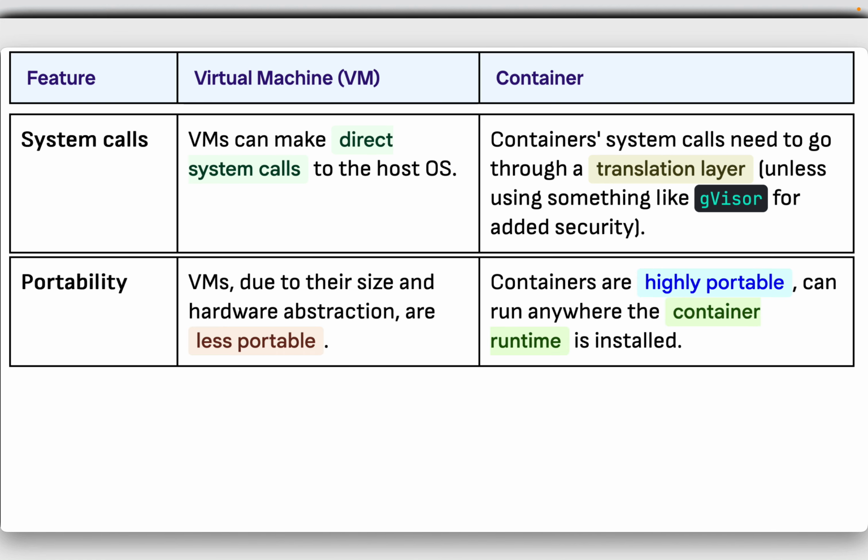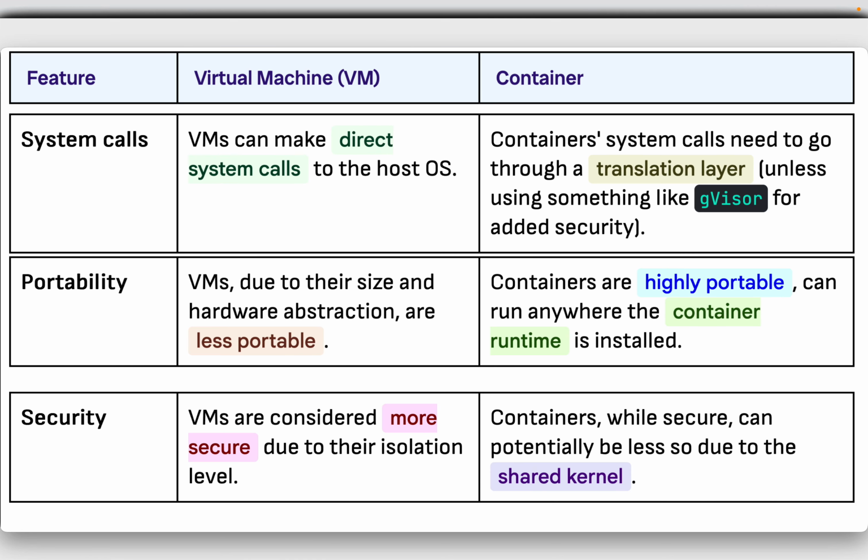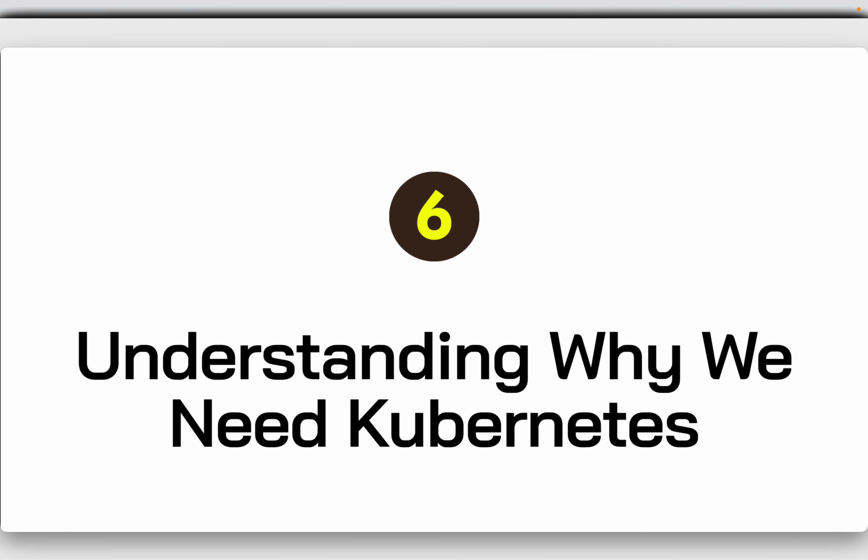Portability. VMs, due to their size and hardware abstraction, are less portable. Containers are highly portable, can run anywhere the container runtime is installed, regardless of whichever operating system you are using. VMs are considered more secure due to their isolation level. Containers, while secure, can potentially be less so due to the shared kernel.